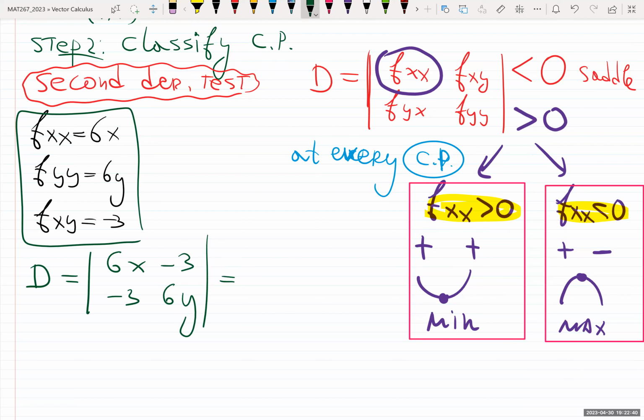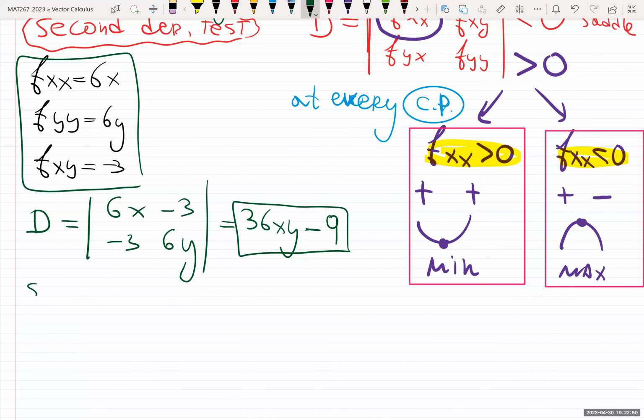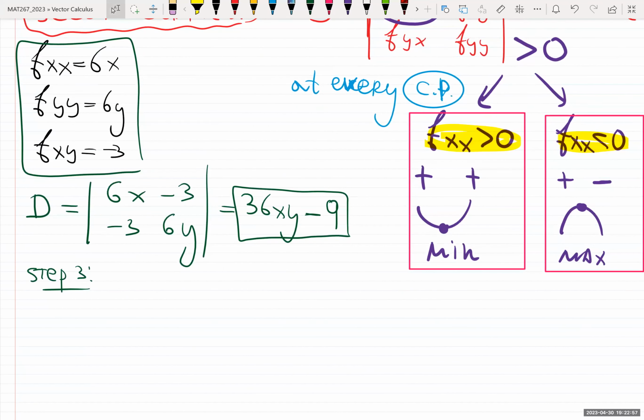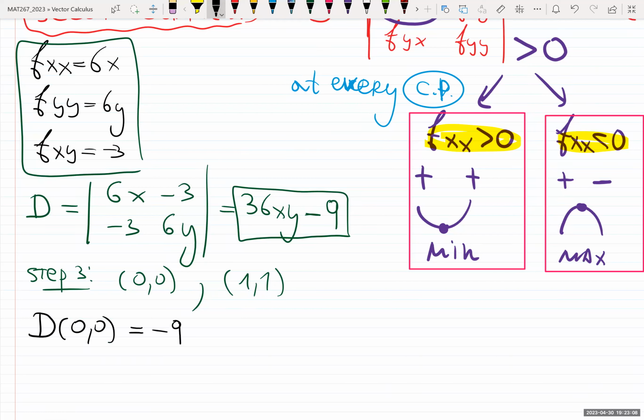Cross product: 36xy, minus -3 times -3, which is +9. That is my D in general. And now we're going to check step 3. Now we're going to check the sign for each point. And we have 2 points, 0, 0 and 1, 1. So D at 0, 0 is -9, negative, saddle point.